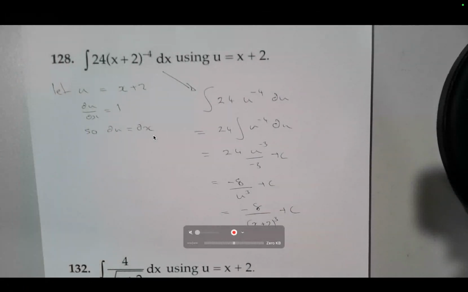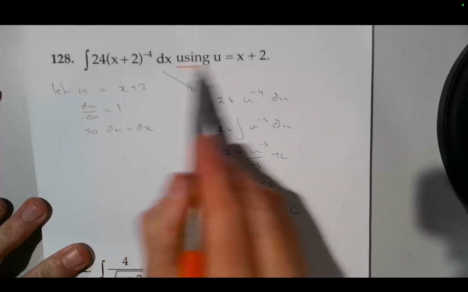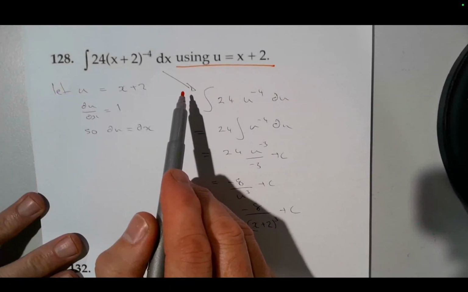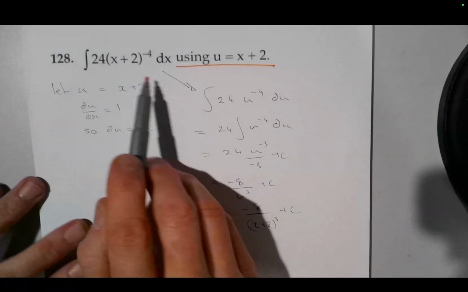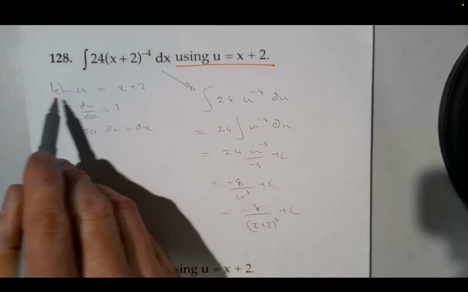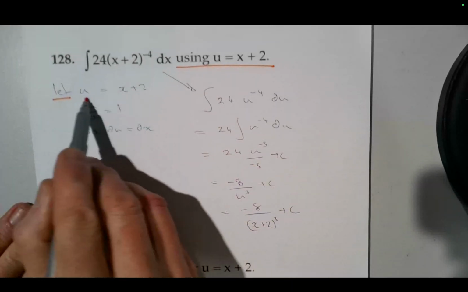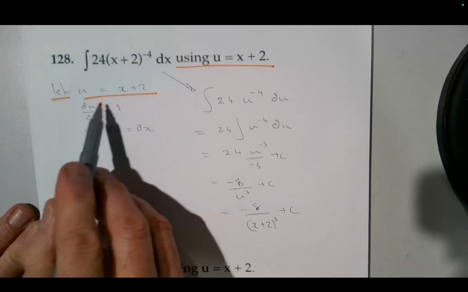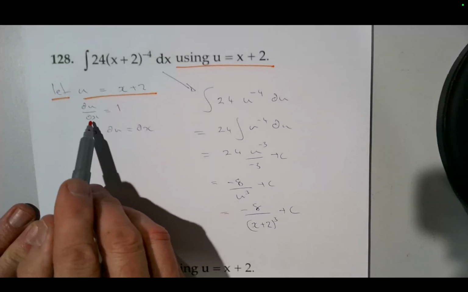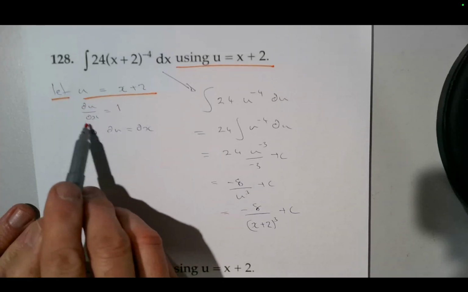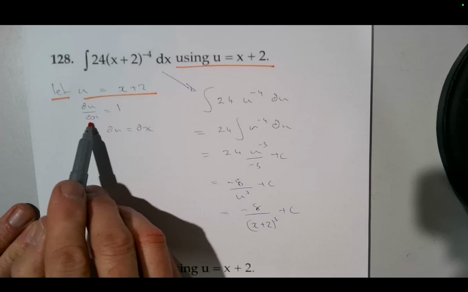So the key thing here is, this here is given to you in NuLake. You're not going to be given this in the actual assessment, so go figure. But what it says is using u equals x plus 2. So what you're going to do is write let u equal that, and then straight away underneath it, du by dx, and obviously that's 1. And then you're going to basically break up this expression here. Just treat it like a fraction.